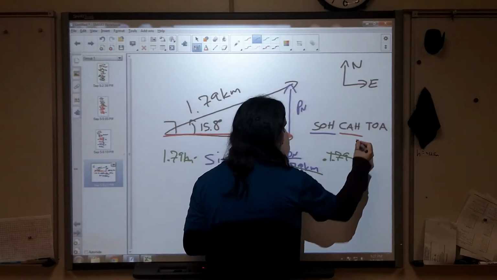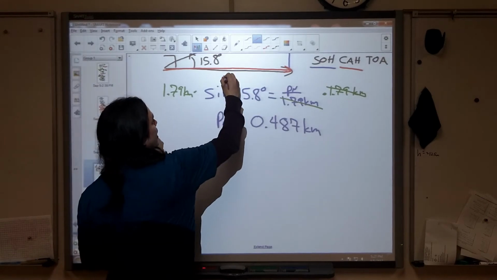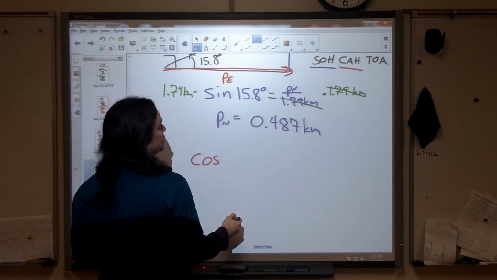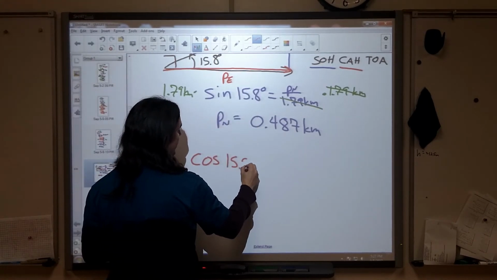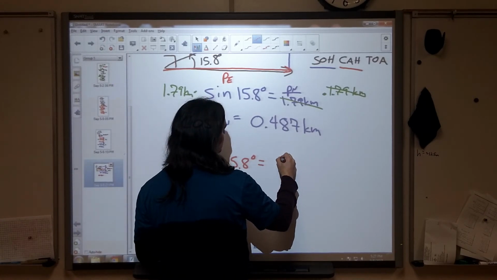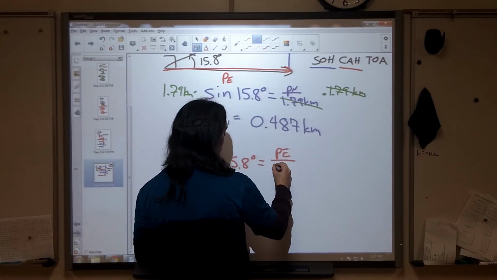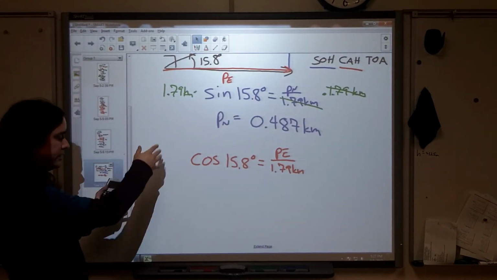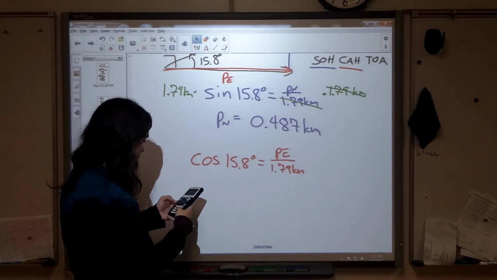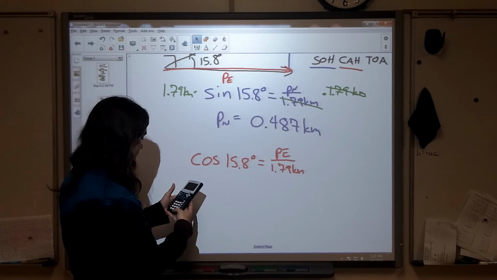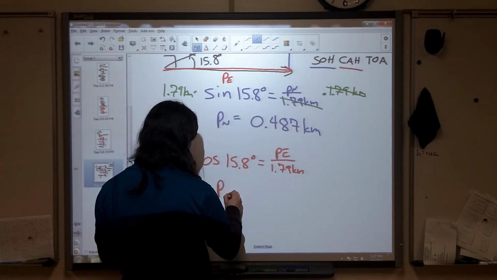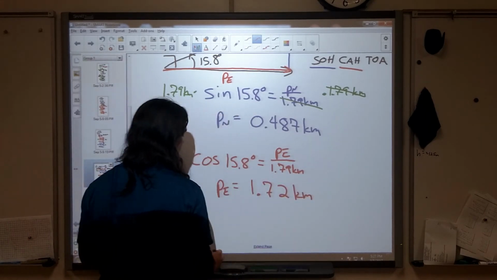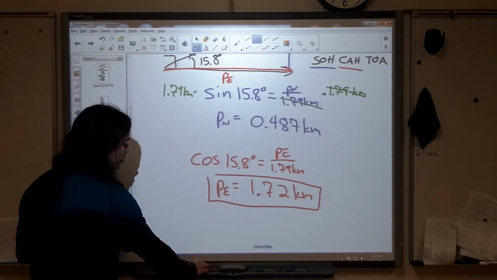Now we want the eastward component, so I'm going to call that PE for path east. So let's go with cosine, because for this angle, that's the adjacent side. So cosine of 15.8 degrees equals the adjacent side, which is path east, divided by 1.79 kilometers. I'm going to skip writing this out. It's going to look exactly like the one above. We're going to do cosine of 15.8 times 1.79 kilometers, and we end up with that the path east is going to be equal to 1.72 kilometers. There's part 2.